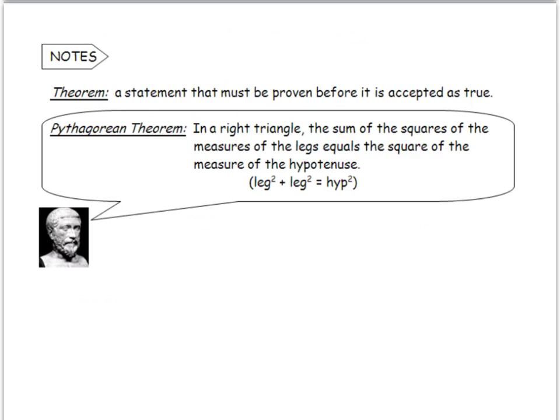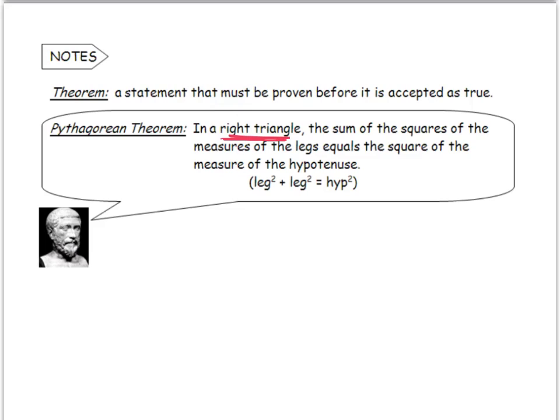So you've actually dealt with this in algebra a little bit, and the Pythagorean theorem, developed by Pythagoras himself, is stating that, number one, it has to be in a right triangle. You're working with a right triangle. And if you're working with a right triangle, it says that the sum of the squares of the measures of the legs is equal to the square of the measure of the hypotenuse.